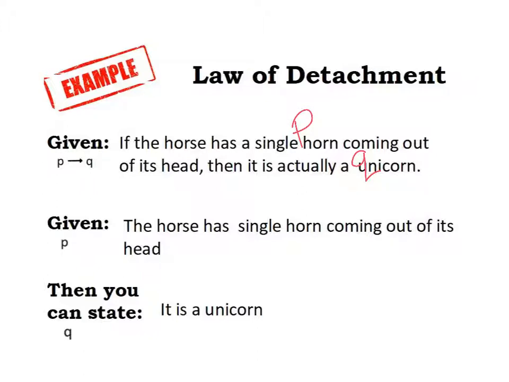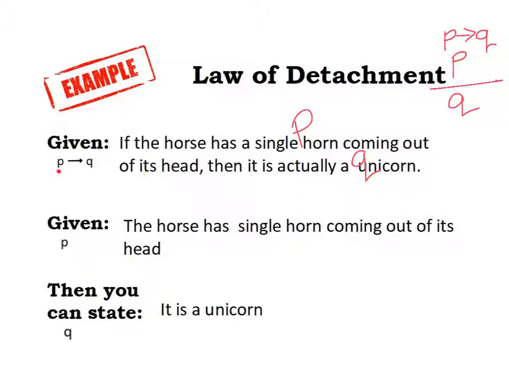Now for the law of detachment to work, this is how, just like on that previous slide, you have to be given if P then Q. You have to be given P. Then you get to say Q. It has to be just like that. You can't do the if P then Q and then have a Q here.